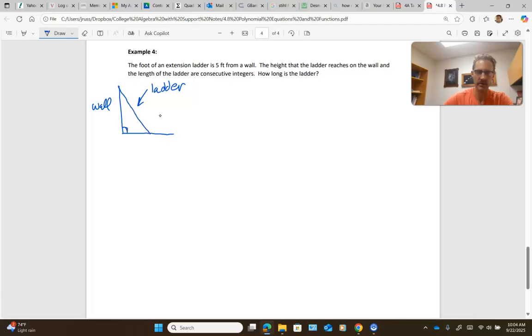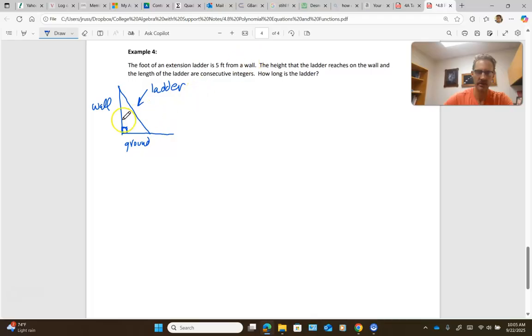So the wall is one of the sides to my right triangle here. And then this distance here on the ground or the floor, that is my other side. Now we can just put ground, I guess. Ground or floor, something like that. Well, we know that using the Pythagorean theorem, we can relate all these lengths here. If we square the length of the wall, add it to this length, that should equal the square of however long the ladder is.